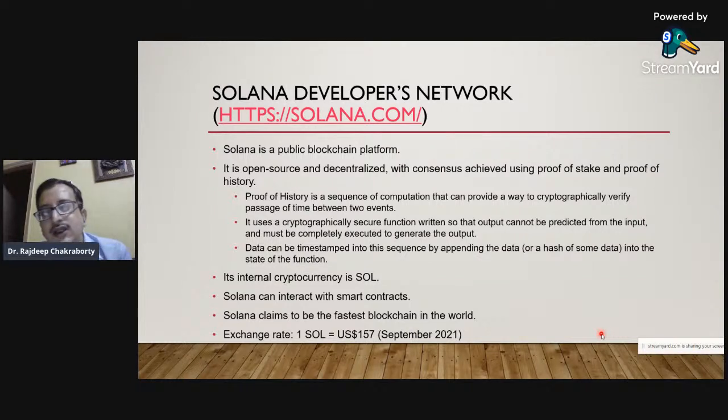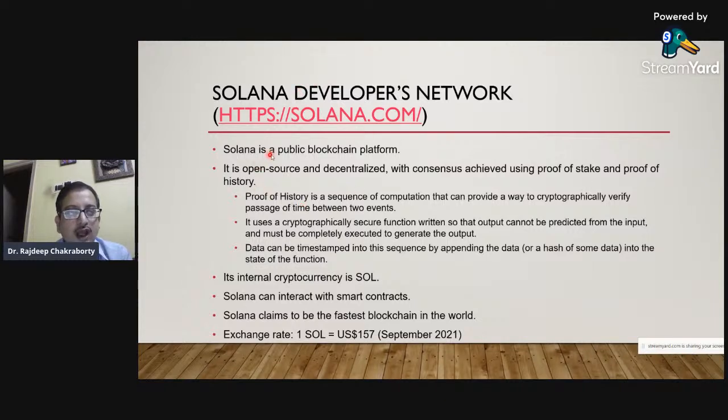Now coming to the developers. In the first part, I gave you the guideline on how you will become a developer. If you remember, in the last point I told you about hands-on experience. There are so many developer networks available in the market, so I will discuss two. First is the Solana Developers Network. You can join in their website.